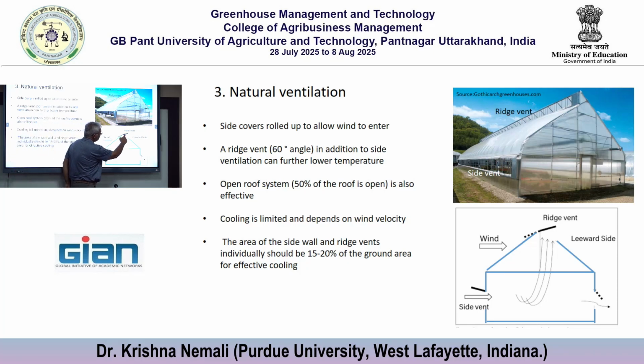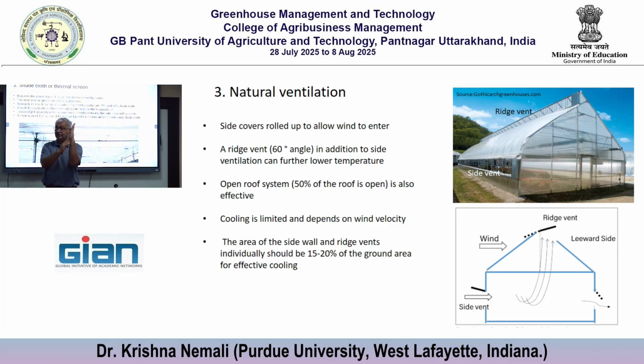See that angle right there, that should be 60 degrees. You don't want it to be open like this, or you don't want it to be too small. You want a 60-degree angle. So if you keep these three things, you are appropriately specifying what you need for natural ventilation. Okay, 15% ground area should be the area of the ridge ventilation or the side ventilation, and the ridge ventilation should be at least a 60-degree angle opening when it opens.